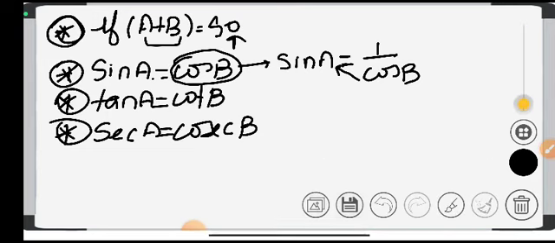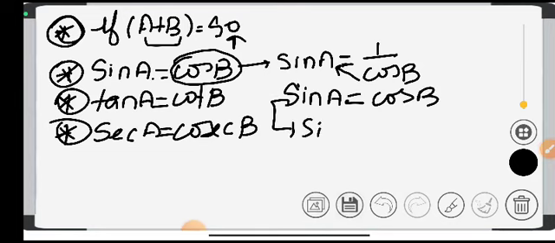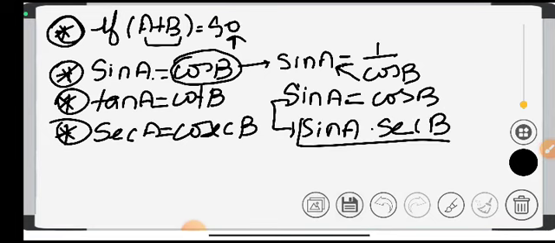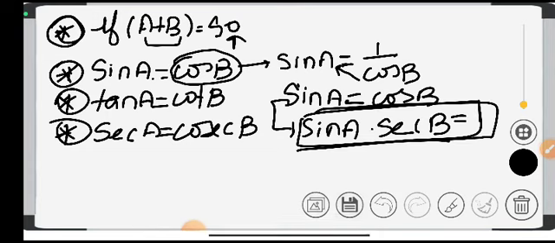What will you get? I will get the resultant, that is sin A. Sin A is equal to cos B as sin A into sec B. Sin A into sec B is equal to 1.